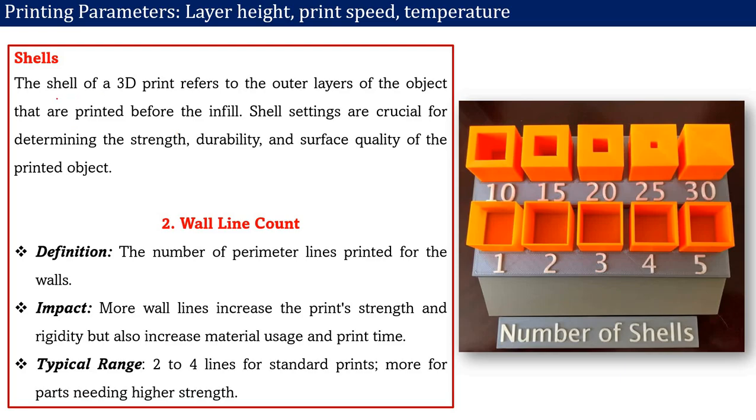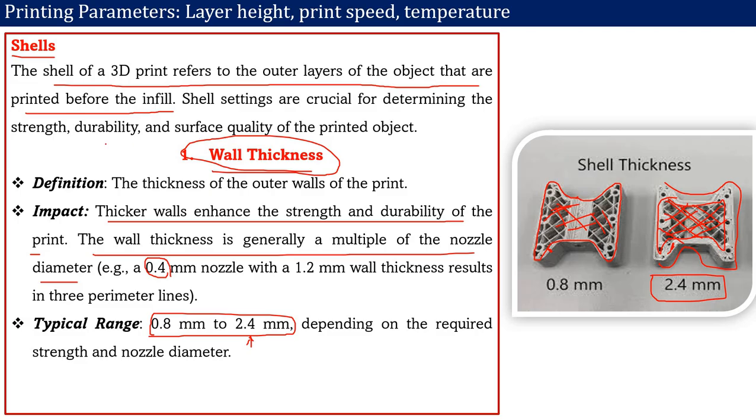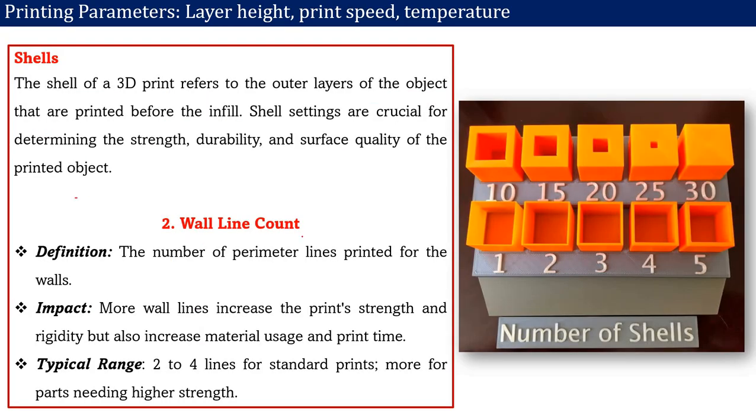Now what are the shells? The shell of a 3D print refers to the outer layer of the object that is printed before the infill. Shell settings are crucial for determining the strength, durability and surface quality. We have already seen this in the shell. Now wall line count. What is this wall line count? It is the number of perimeter lines printed for the walls. Here it is the number of shells. Number of shells 1 means only one wall is counted. 2 means two wall lines are printed, then 3, 4, 5 up to 30.